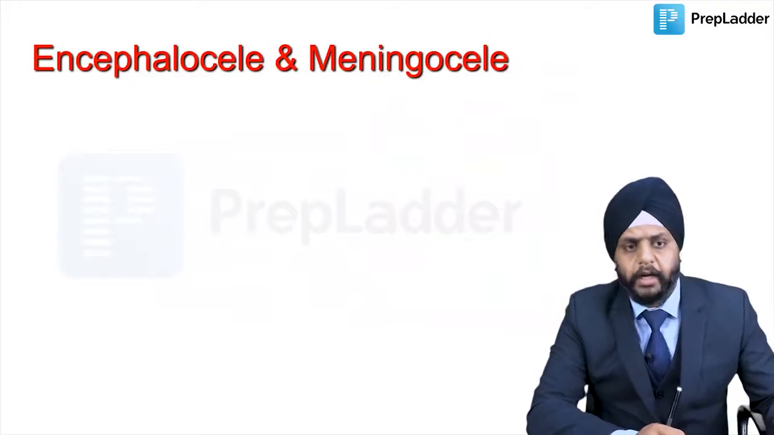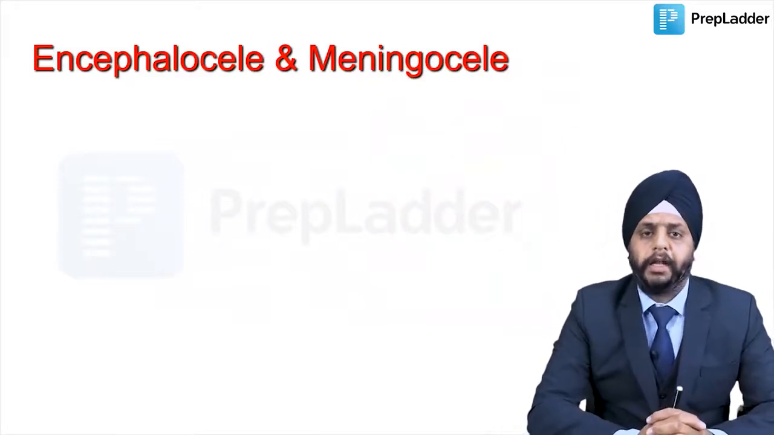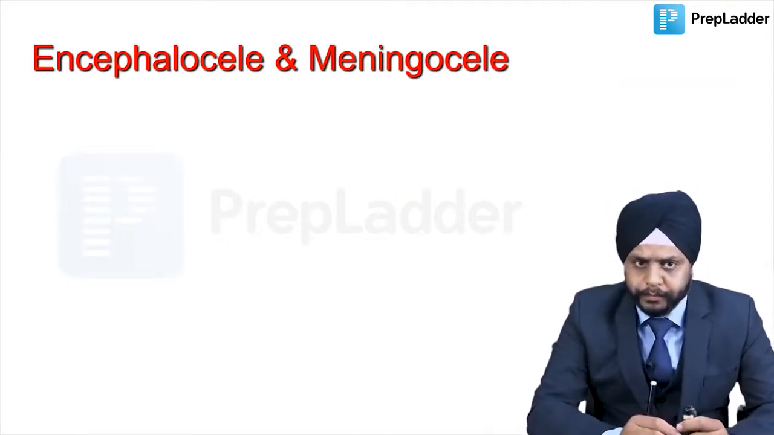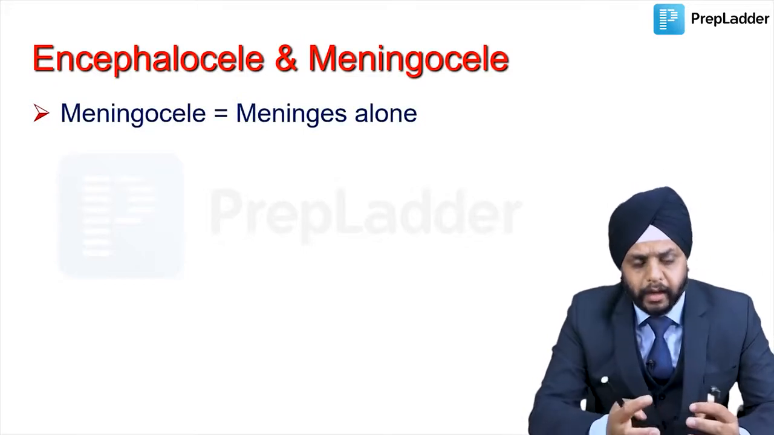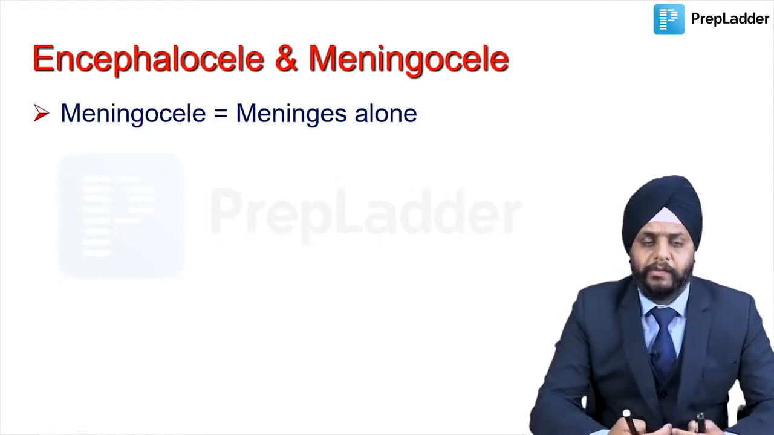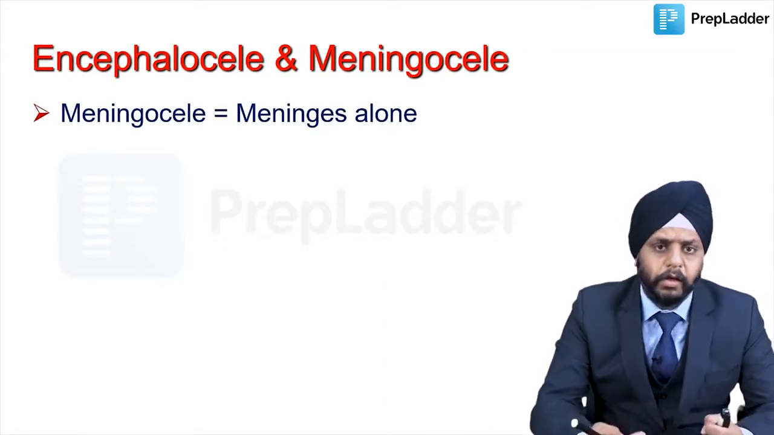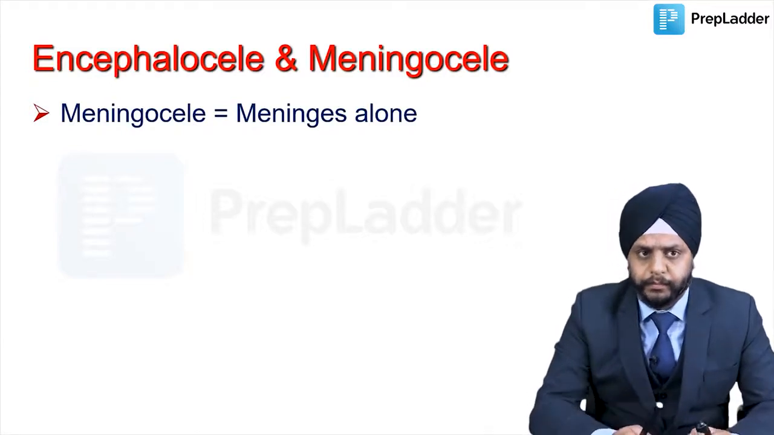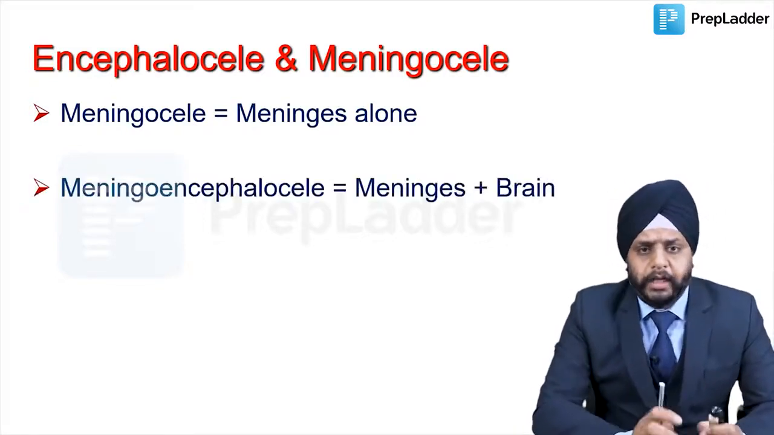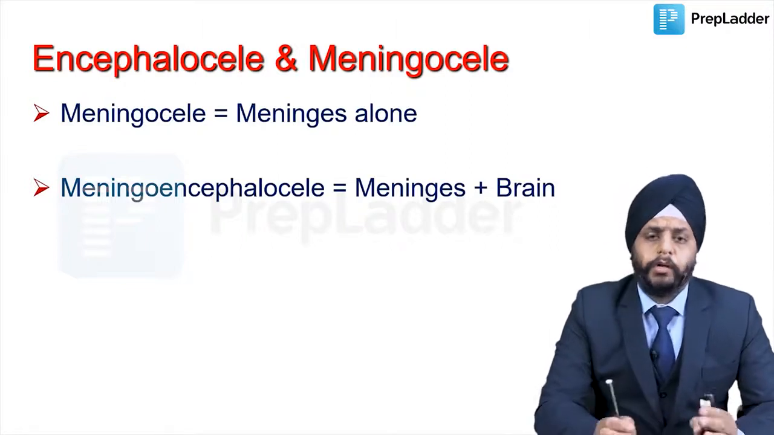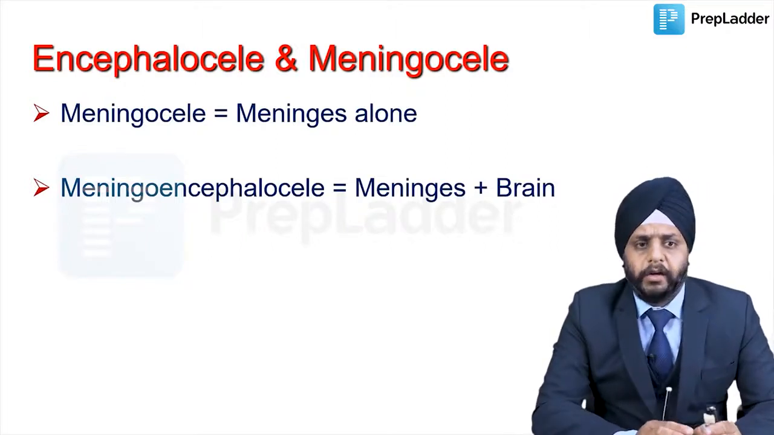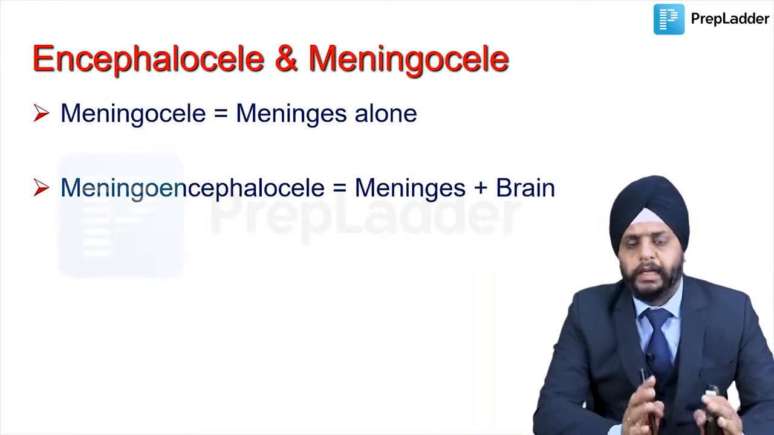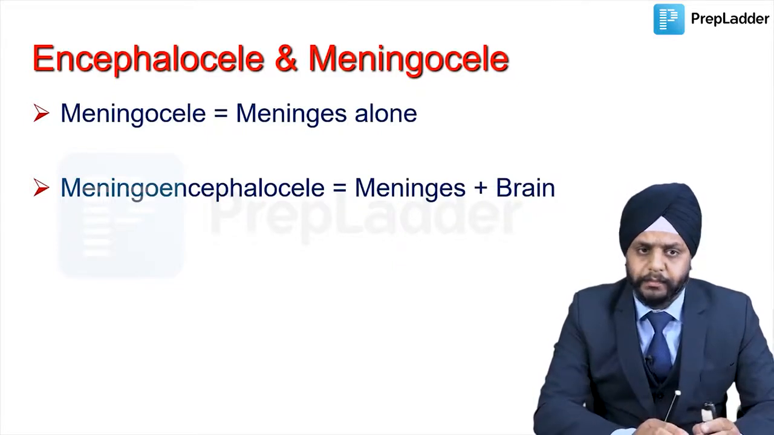Now, before we end, let's discuss encephalocele and meningocele. What is the difference between encephalocele and meningocele? Meningocele is a herniation of the meninges of the brain. Meninges are the brain covering. So when only the meninges herniate and come out, they are known as meningocele. Okay. Now, if these meninges also have brain tissue in them, then they are known as meningoencephalocele. Okay, so encephalocele means that there is brain tissue present, right?